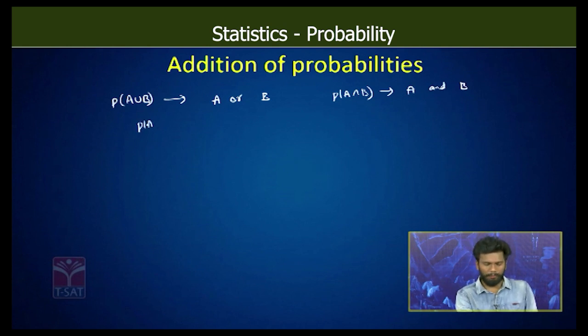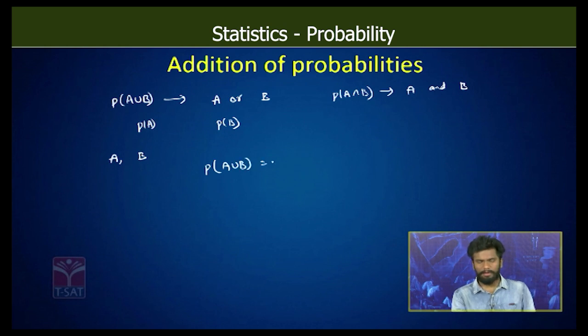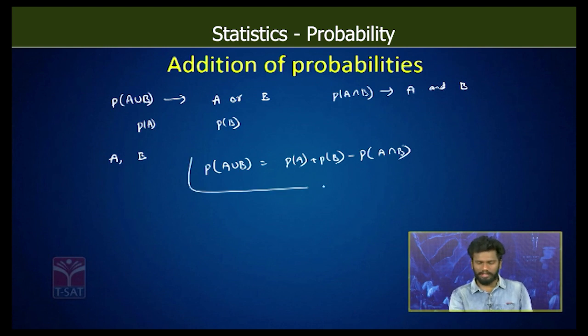And as we know, P of A represents the probability of occurrence of event A, and P of B represents the probability of occurrence of event B. So when we have two events A, B, the probability of occurrence of A or B is given by probability of A plus probability of B minus probability of A and B. So this is the addition theorem of probability.